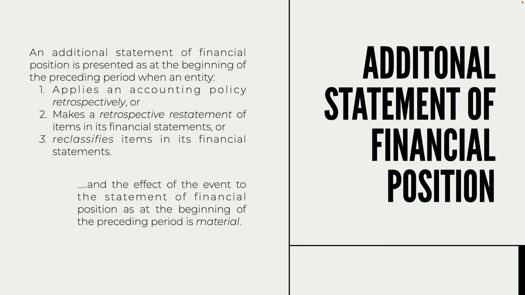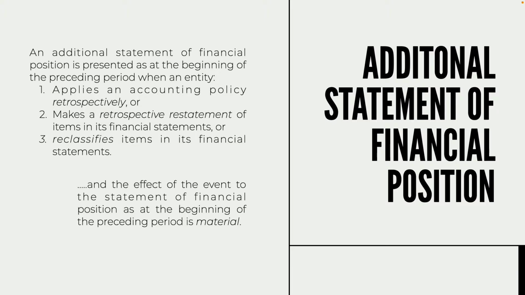So, it applies an accounting policy retrospectively. Then it also makes a retrospective restatement of items in the financial statement. Number 1 pertains to changes in accounting policy. Number 2 pertains to changes in accounting estimate, or those that need retrospective restatement. Okay? When we say retrospective restatement, we are changing figures backward. Most likely we are changing that as well in our retained earnings.